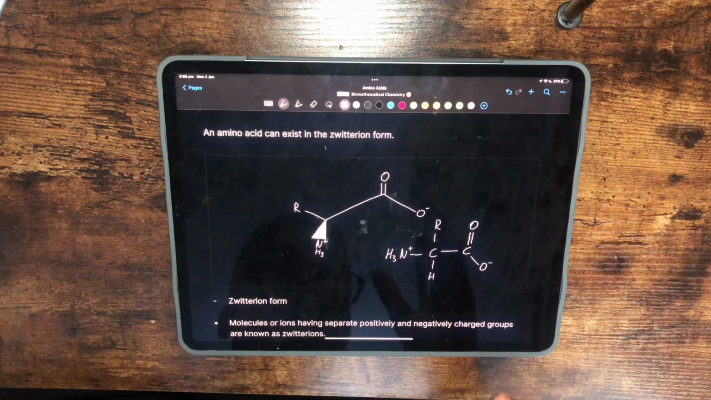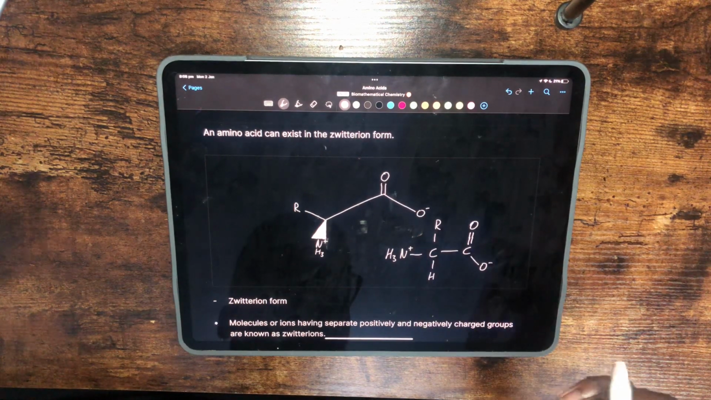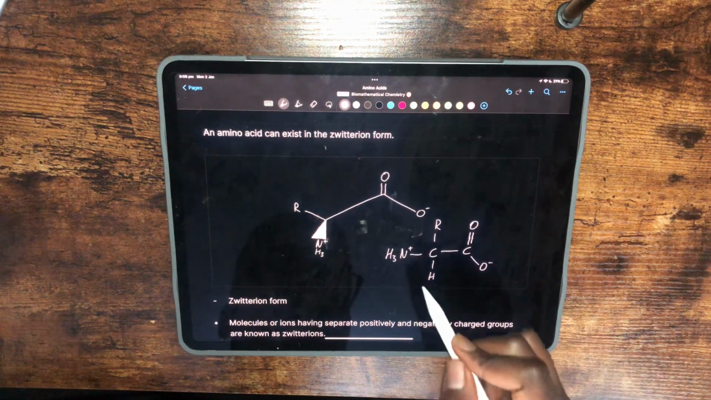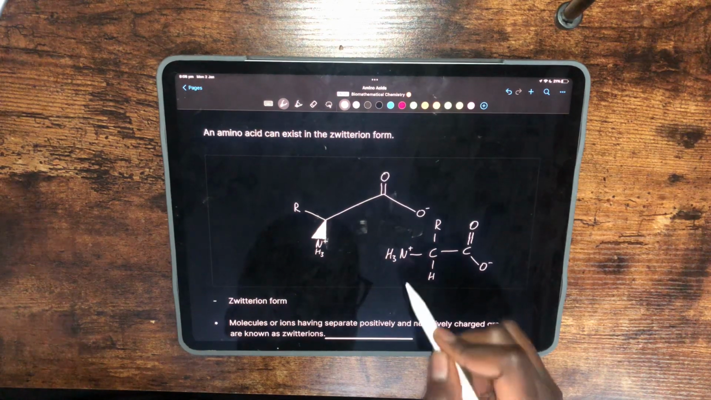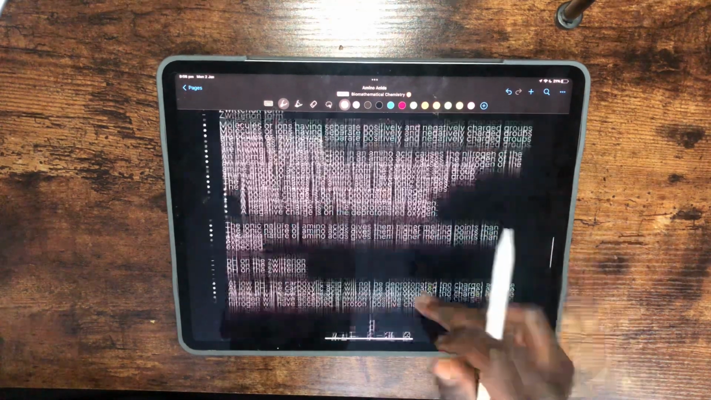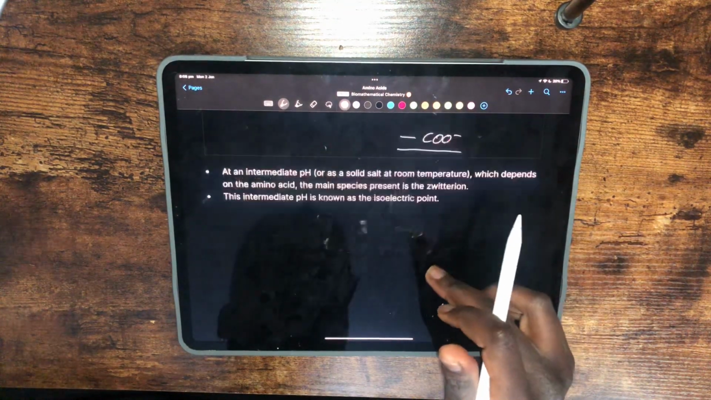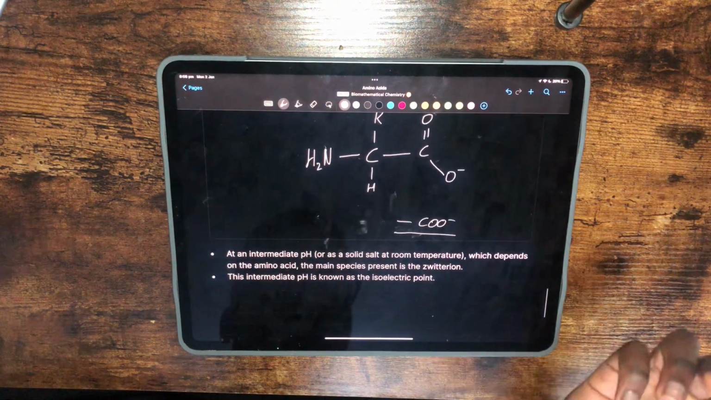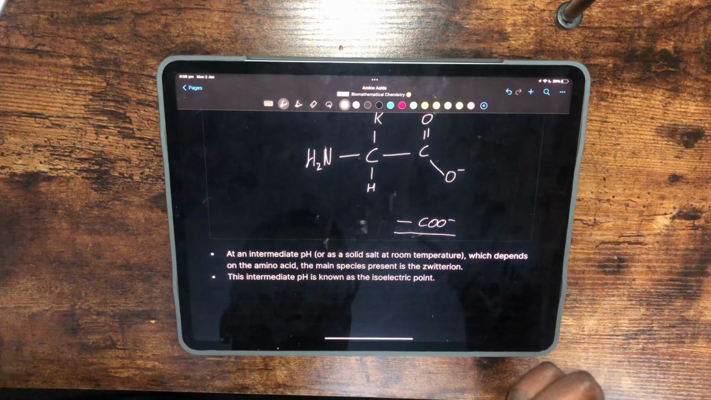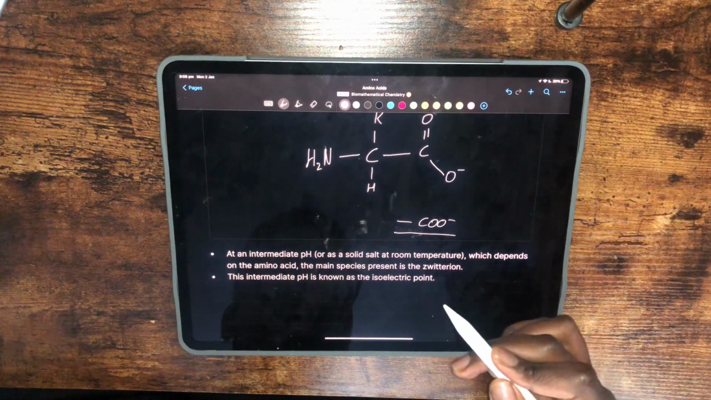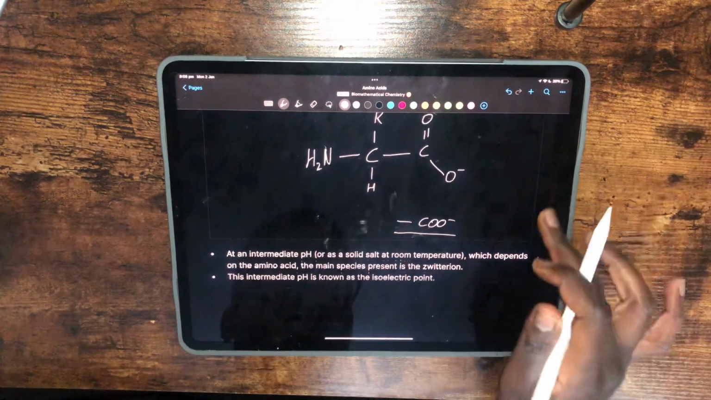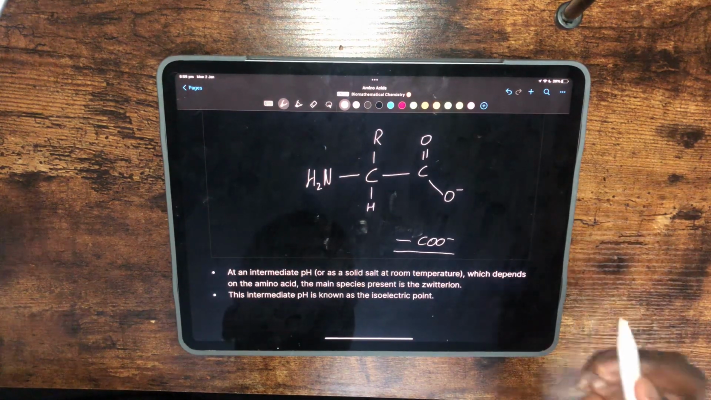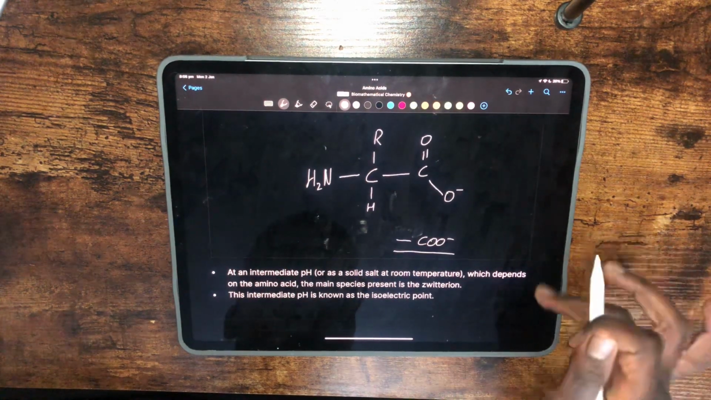So it would be the amphoteric behavior of acting as both, being both protonated and deprotonated. When it's in this zwitterion form, we call that intermediate pH the isoelectric point. So the point where it's acting as a zwitterion at the intermediate pH, we call that the isoelectric point.